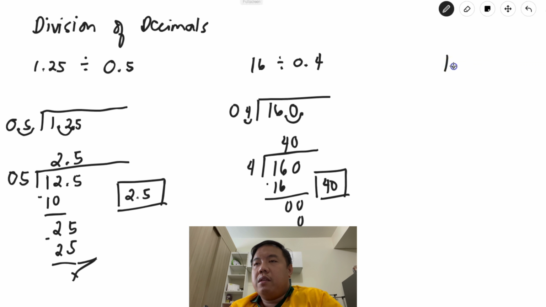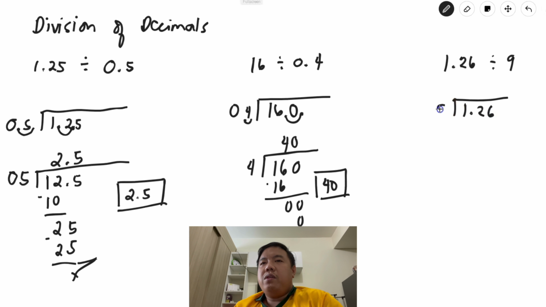1.26 divided by 9. So, 1.26 and then 9. O sir, may decimal. Yung dividend. O sir, paano pong gagawin natin doon? So, ang gagawin lang po natin, yung divisor, kung walang decimal point, wala po tayong i-move. Tama po ba? So, just proceed with the division.